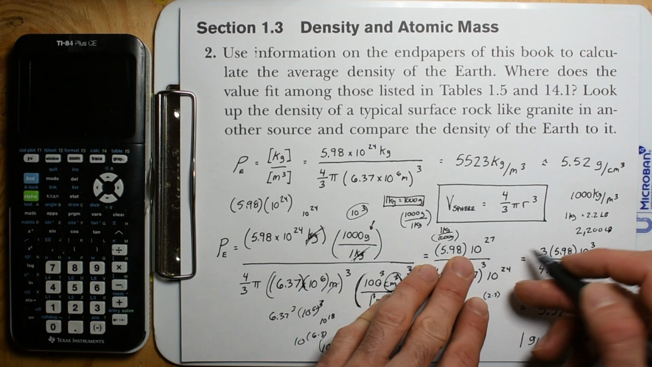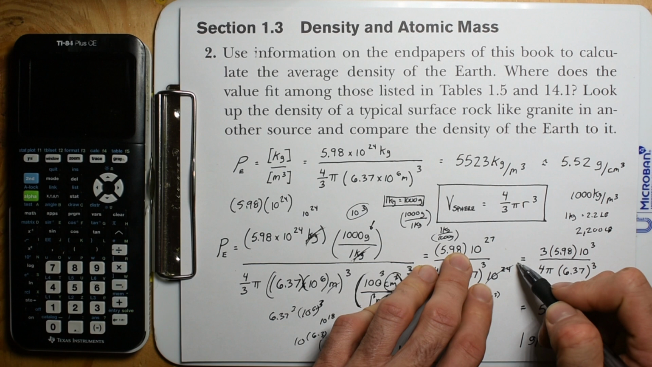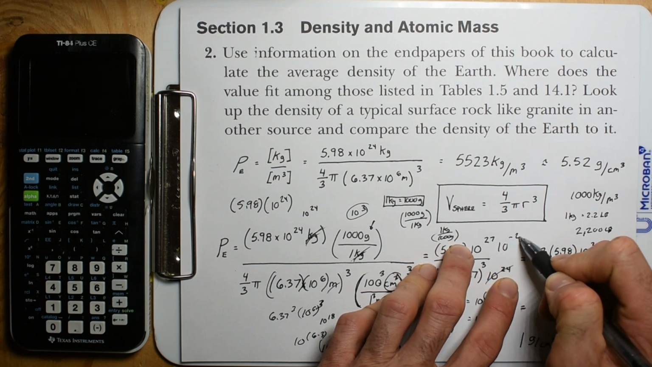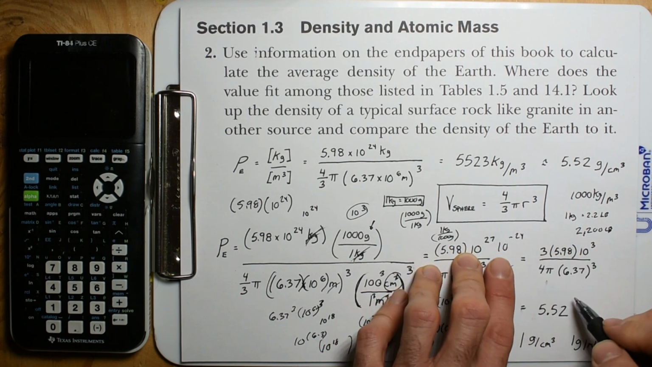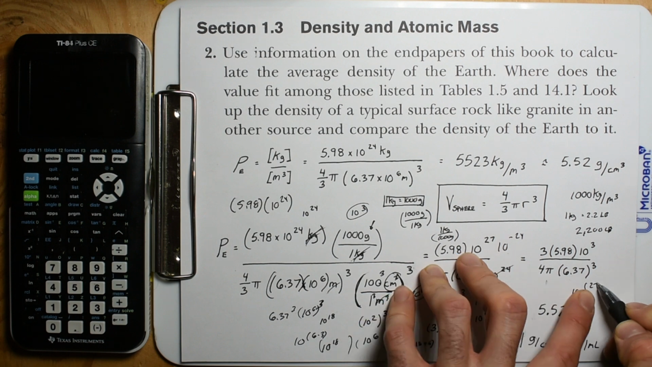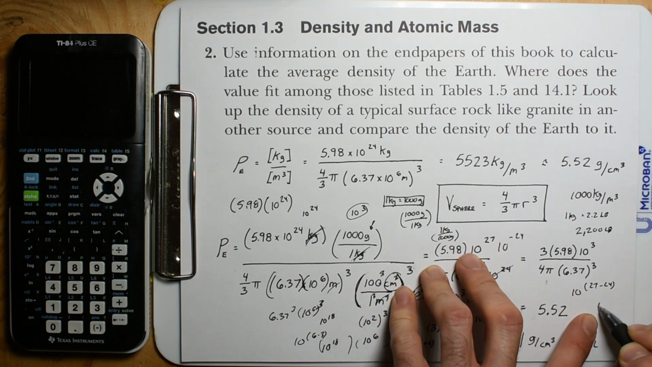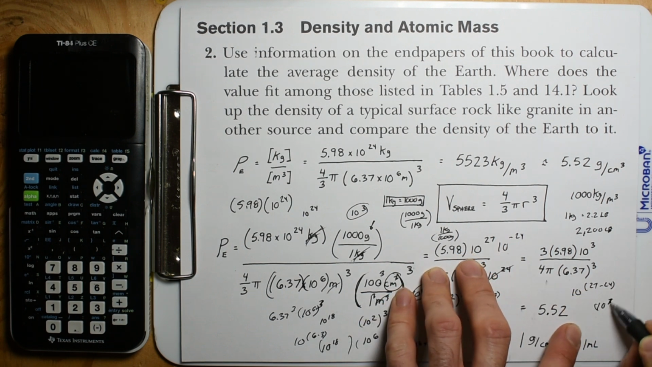And again, if you have 10 to the 24 downstairs, this is the same thing as putting 10 to the negative 24 upstairs. And then this is going to be 10 to the 27 minus 24, which is 10 to the 3. Sorry I'm going through this fast.